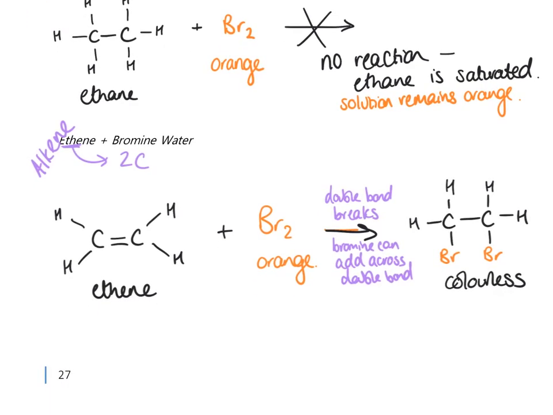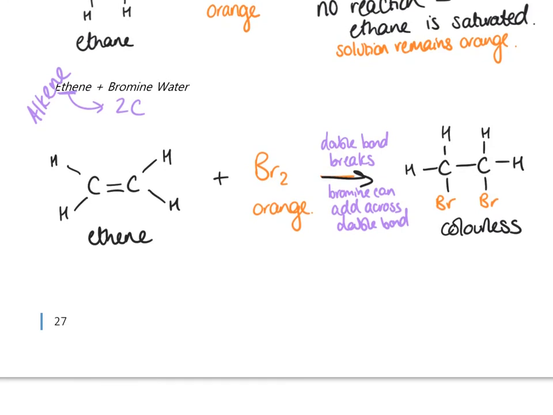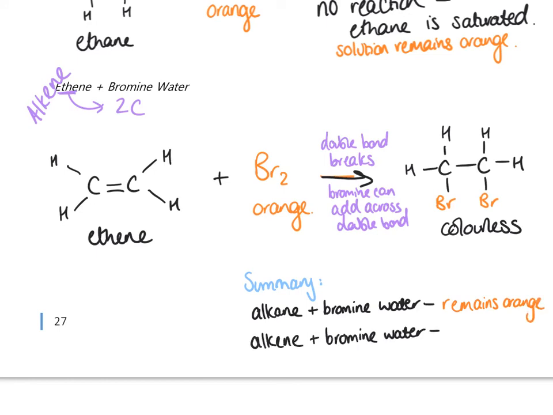So because bromine water is adding to this ethene molecule to form a new molecule, it has now lost its orange colour and become colourless. Okay, so you might want to write a little summary at the bottom: if you mix an alkane and bromine water, the solution remains orange. But if you mix an alkene and bromine water, the solution changes from orange to colourless.